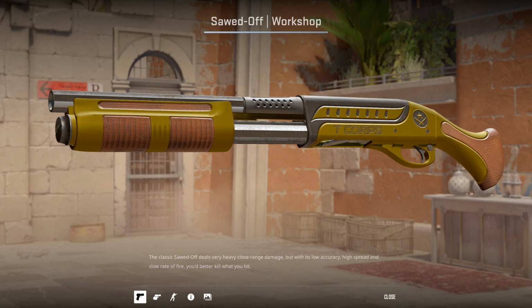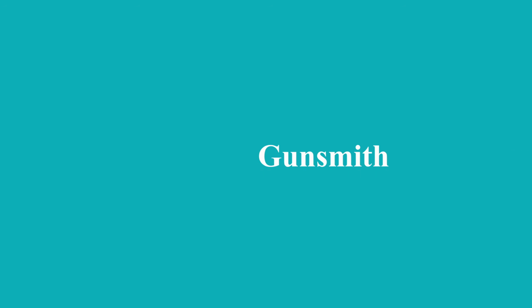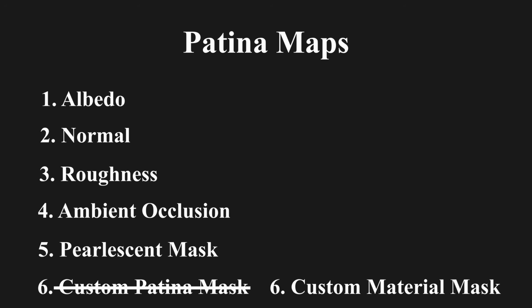In this case, the question that needs to be asked is how can we mix the behavior of the custom paint job and the Patina style so that parts of the weapon look metallic while the rest maintains the albedo colors. For that, the good guys at Valve kindly provided us with another finish style called Gunsmith. The Gunsmith style is a mixture of the custom paint job and the Patina styles, and supports all the maps available for the Patina. But the custom Patina mask image is now named the custom material mask.